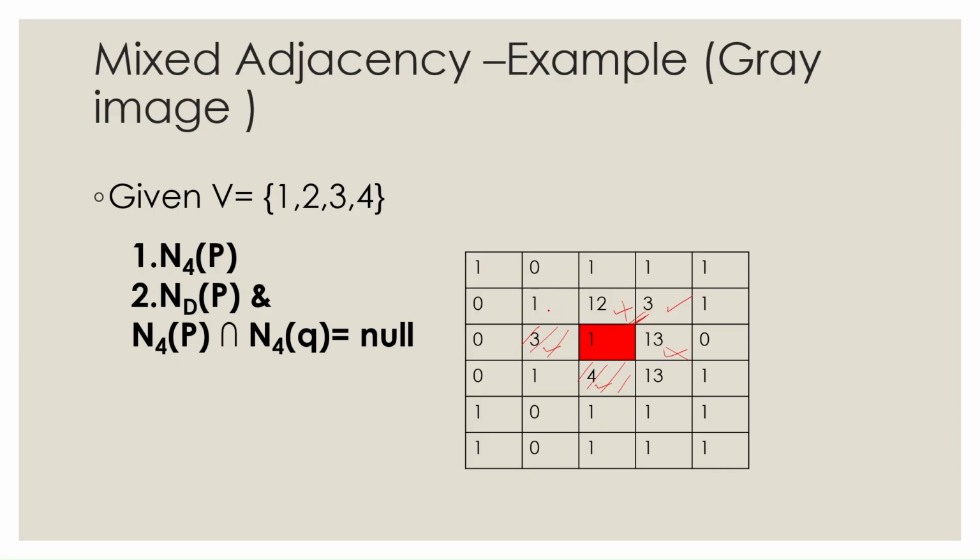Now if we consider this 1, in this case it can have a relation with the 3, but it cannot have the relation with the M adjacency because it doesn't satisfy this condition: N4 of P intersection N4 of Q is equal to null. So this is not satisfying this condition. So we cannot consider this one for M adjacency with this pixel P.